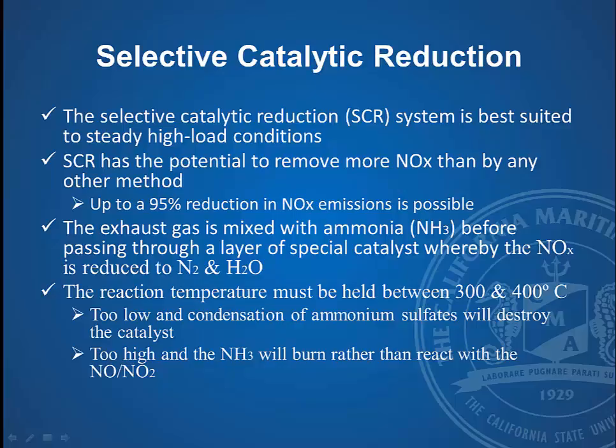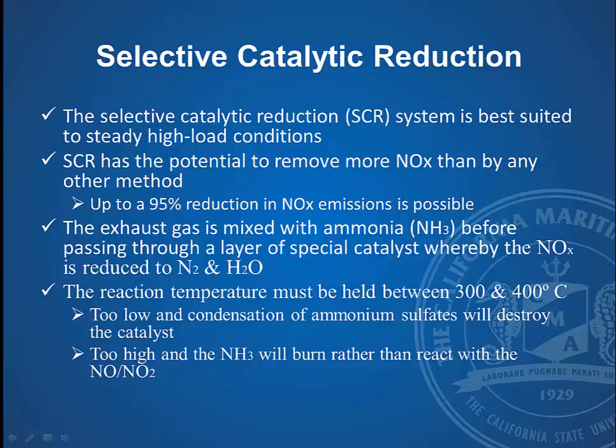The exhaust gas is mixed with ammonia before passing through a layer of special catalyst whereby the NOx is reduced to nitrogen and water. The reaction temperature must be held between 300 and 400 degrees C. If the temperature is too low, condensation of ammonium sulfates will destroy the catalyst. In other words, you have this very, very expensive catalyst up in the stack in the exhaust system that you will destroy if you run it at too low of temperatures. So you're going to be running this at high load, not at low loads. Too high a temperature, and the NH3 will burn rather than react with the nitrogen oxides.